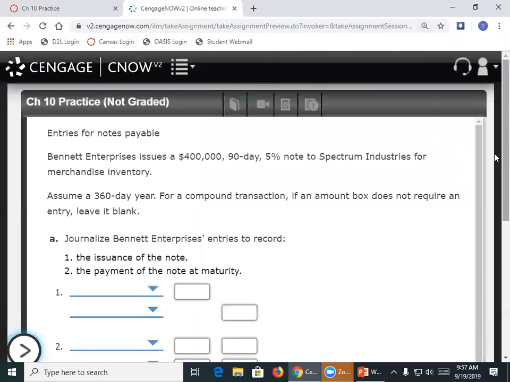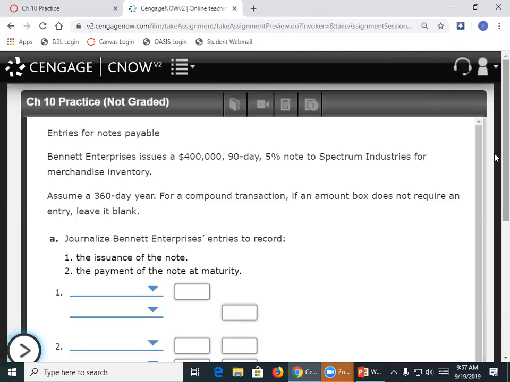So this is just a practice on notes payable. Here we have Bennett Enterprises issues a 400,000 90-day 5% note to Spectrum Industries for merchandise inventory. We are going to assume a 360-day year. On Part A, it wants us to do 2 journal entries. We are Bennett Enterprises in Part A, so we're the ones issuing the note, so we're the ones who owe. The issuer is the debtor. Journalize Bennett Enterprises' entry to record, number 1, the issuance of the note, and then 2, the payment of the note at maturity.